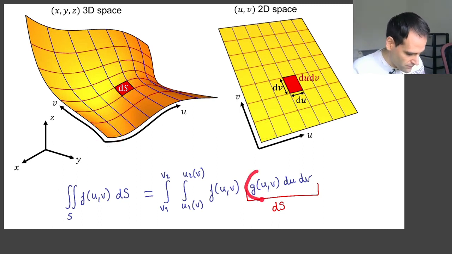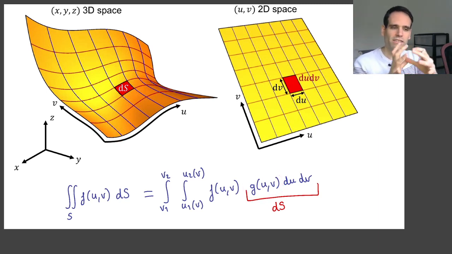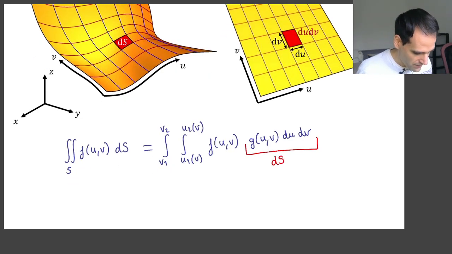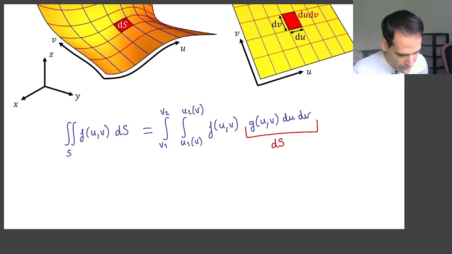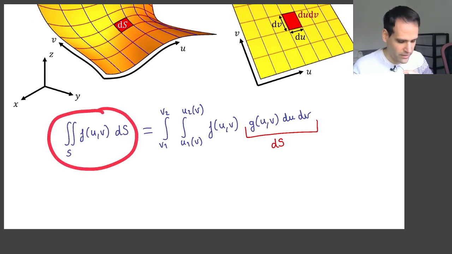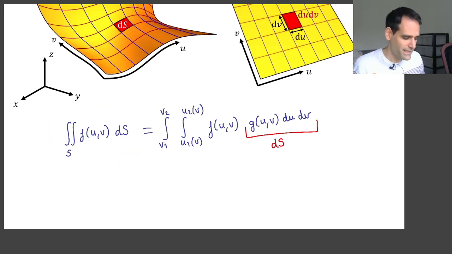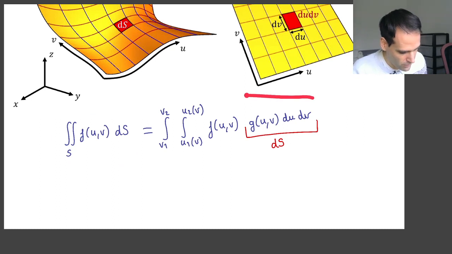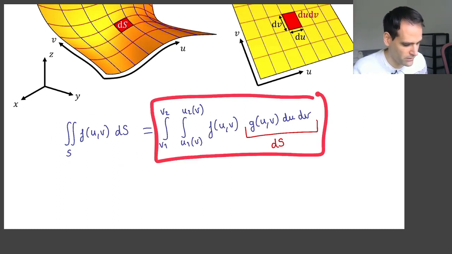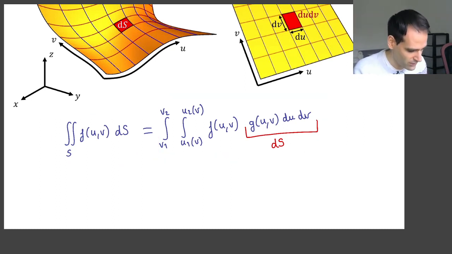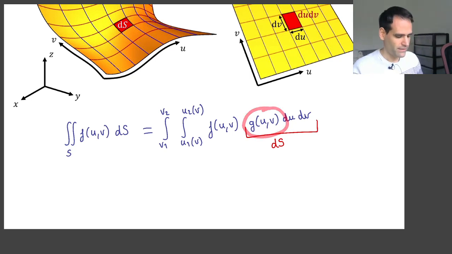So this factor, which depends on where we are, it depends on u and v, will take into account that stretching or that compression of dS, okay? But at the end of the day, the only important thing to notice is that we are calculating a surface integral on a curved surface simply as using the same method of calculating a double integral, with the only difference that we are adding this factor that is like a stretching or scaling factor.